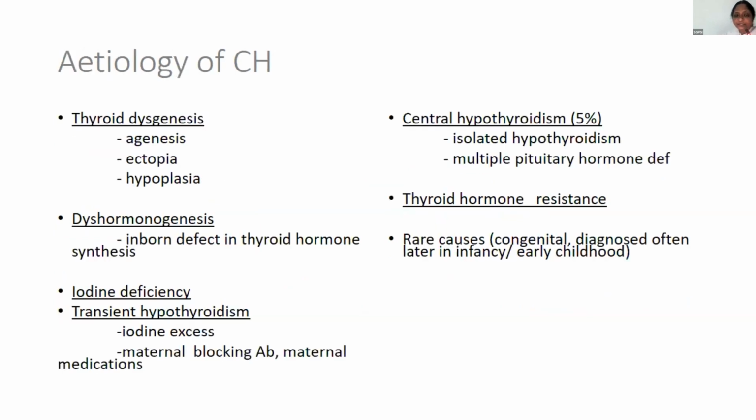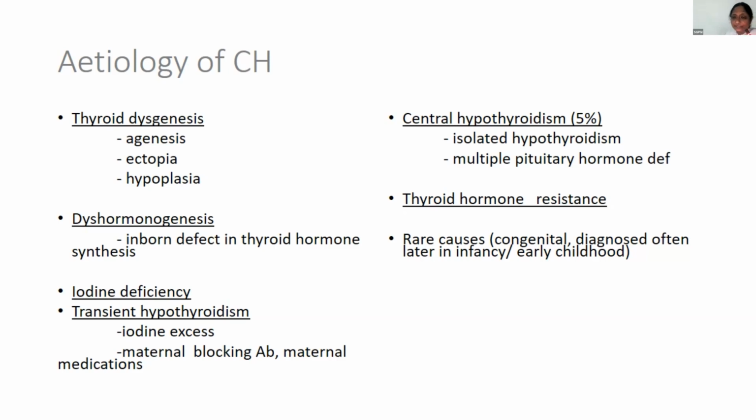So when we look at the etiology, as Dr. Archana alluded to, dysgenesis, which includes agenesis, hypoplasia, and ectopia. Dyshormonogenesis, in our part of the world, is also quite common because most of them are autosomal recessive inheritance, and there's a high degree of consanguinity. Iodine deficiency and transient hypothyroidism in iodine excess state. There is a slide on that, we'll do it with data.